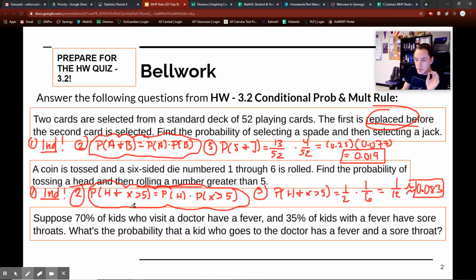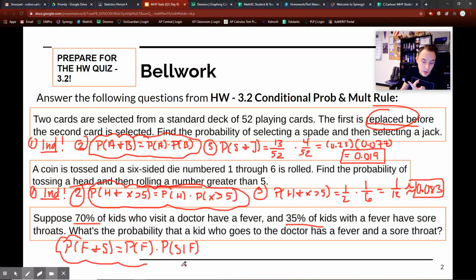This one's a little bit tricky, so just pay very close attention. Suppose 70% of kids who visit the doctor have a fever, and 35% of kids with a fever have a sore throat. So what's the probability that a kid goes to the doctor, has a fever, and a sore throat? So what is this? This is the formula. The probability of having a fever and a sore throat equals the probability of having a fever times the probability of having a sore throat given that they have a fever. So this is my formula.